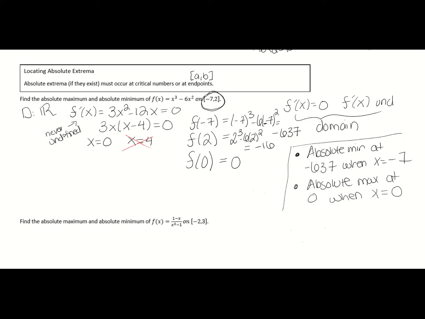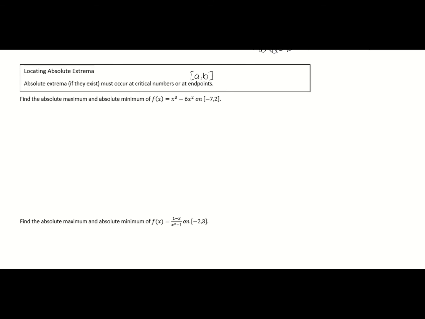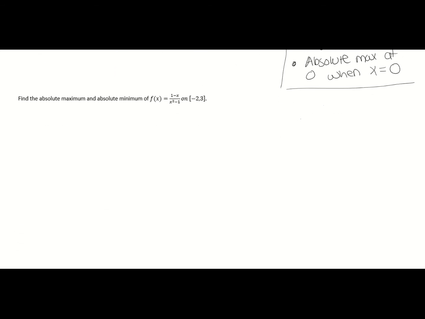So again, what were the steps? Look at the domain, find your critical numbers, and then test your critical numbers and your endpoints in the original function. Let's do one more to solidify that. So we want to find the absolute max and min of f of x is equal to 1 minus x over x squared minus 1, and we're actually going to change this interval from 2 to 5. And I'm going to explain why we want to change that. What was the issue with the other one?